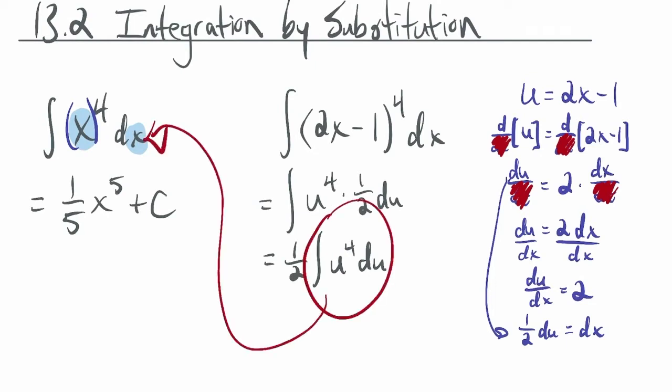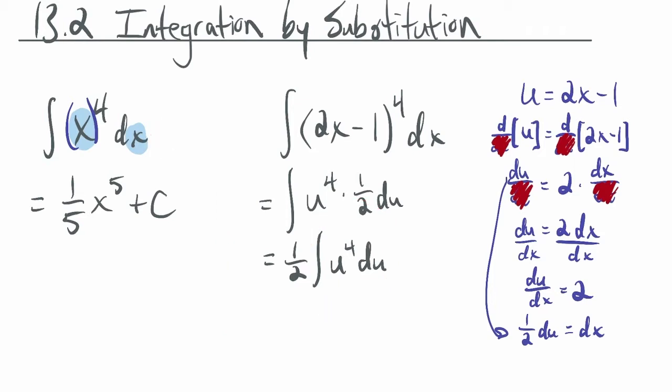this easier problem, right? The letters are different. I have u instead of x, but it's the same format, the same thing's going on. So now I can use the power rule for the antiderivative. So this equals 1/2 times 1/5 times u to the 5th plus c.